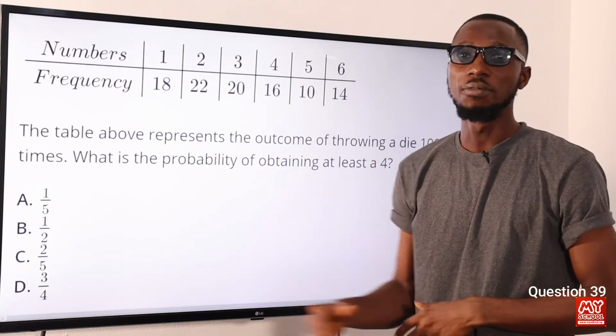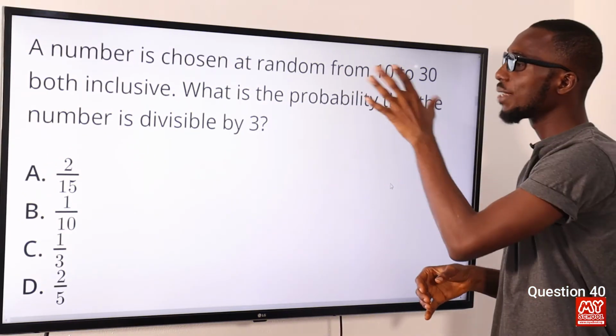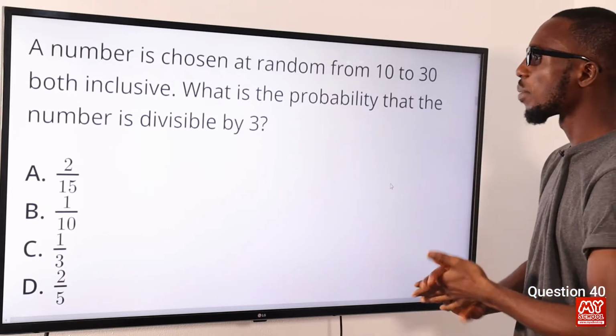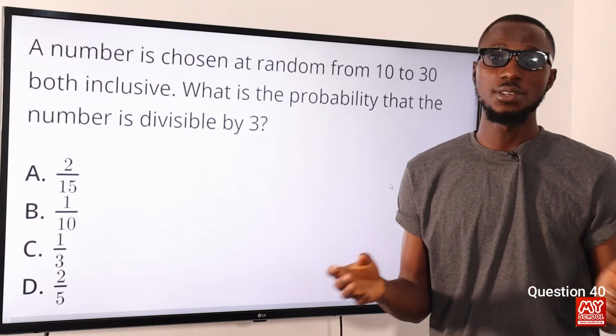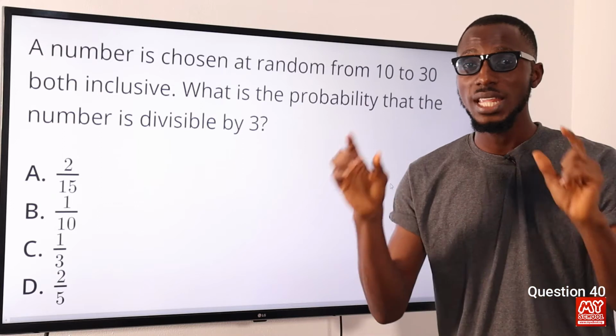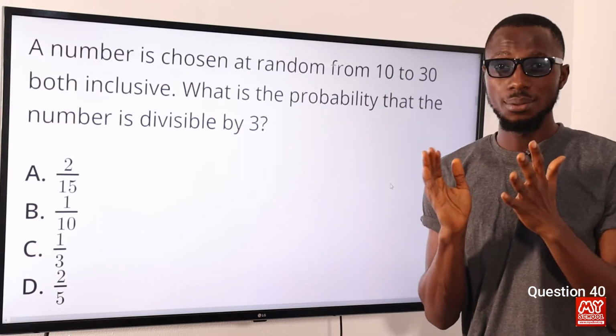2 over 5. 40. A number is chosen at random from 10 to 30, both inclusive. So what is the probability that a number is divisible by 3? We are looking for numbers that can be divided by 3 without a remainder. We are told that 10 and 30 are inclusive. So let's count.